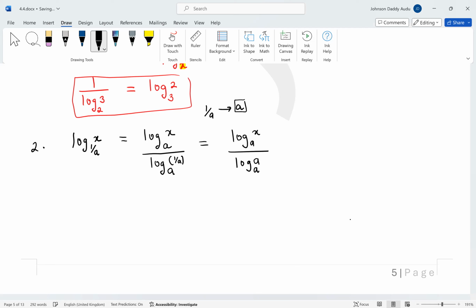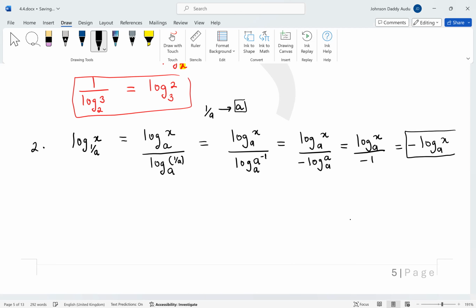1 over a, you can write it as a to power minus 1. And now this will be log to base a of x over, this is minus 1. Minus 1 comes down, so you have log to base a of a. And this is simply log to base a of x over just minus 1, right? Because log to base a of a is 1. And this minus can come up, so you have minus log to base a of x. Now, this is what we have.